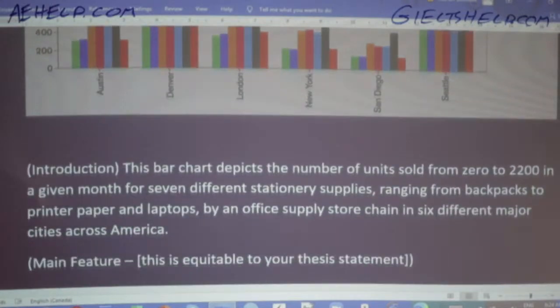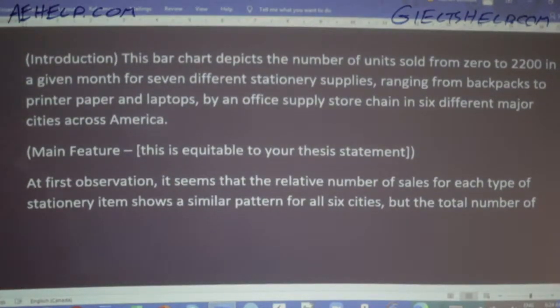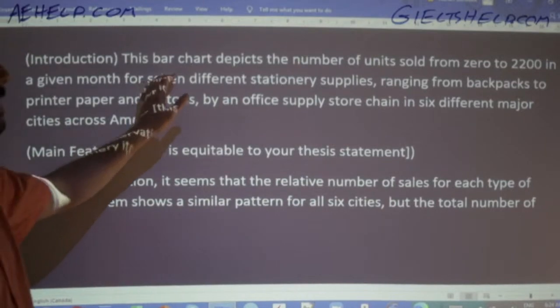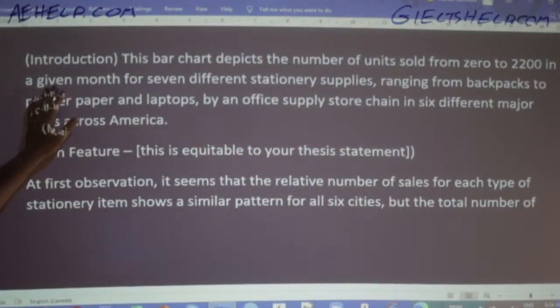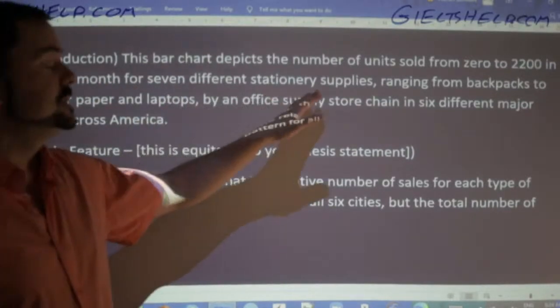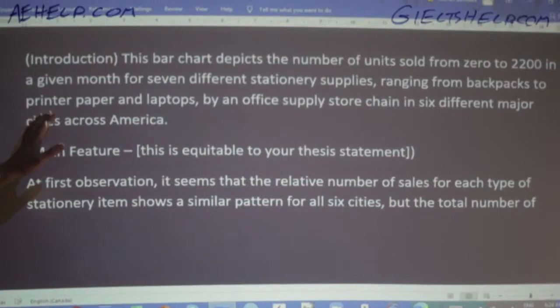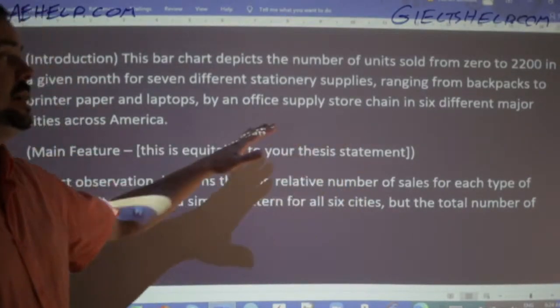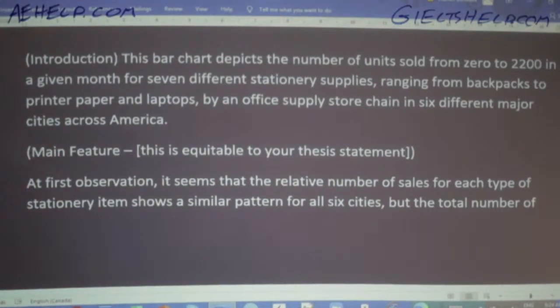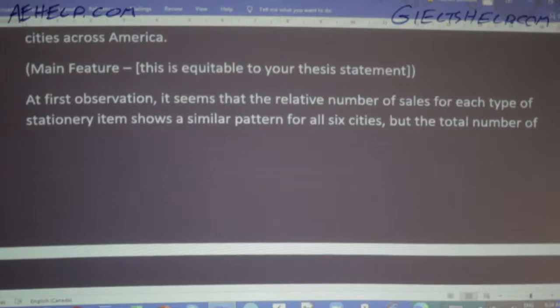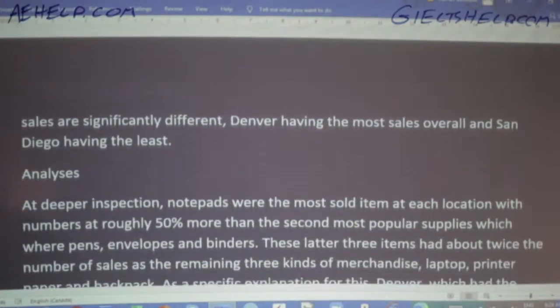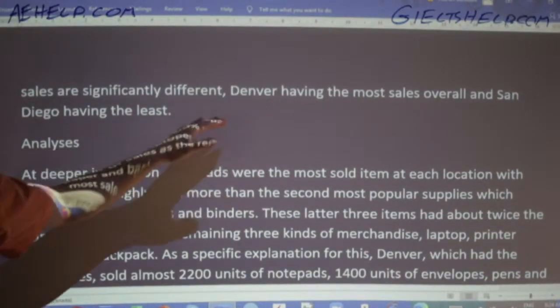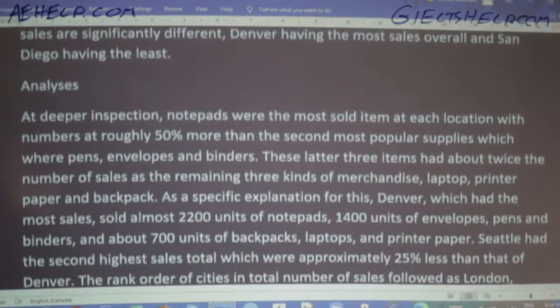Okay, all right, so I'm going to read this essay now. I might include a summary if I'm really pushing for that band 9. I'm going to read this from the top, make sure it makes sense. So this bar chart depicts the number of units sold from 0 to 2,200 in a given month for 7 different stationery supplies ranging from backpacks to printer paper and laptops by an office supply store chain in 6 different major cities across America. At first observation, it seems that the relative number of sales for each type of stationery item shows a similar pattern for all 6 cities, but the total number of sales are significantly different, Denver having the most sales overall and San Diego having the least.